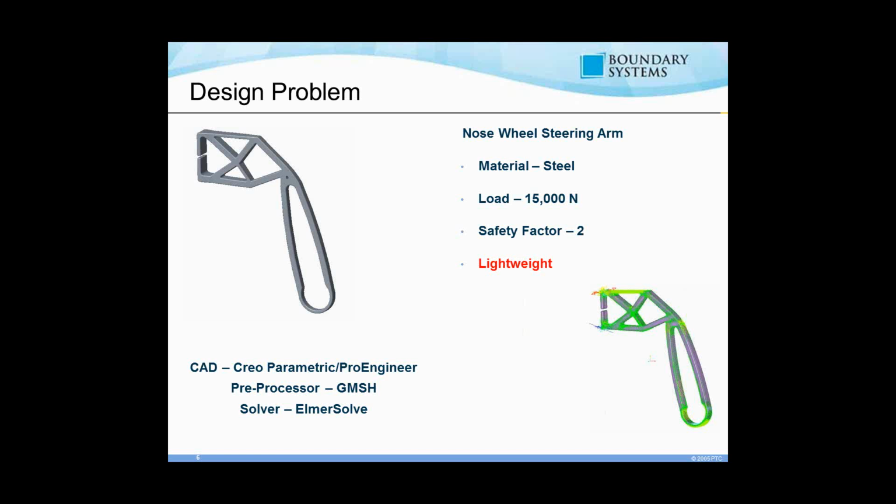Not only that, but we're also restricted to using Creo Parametric, or as some people know it, Pro Engineer, as our CAD tool. And just like many other simulation workflows, you have a preprocessor that generates the mesh. In this case, we use Gmsh, and then a solver that calculates or analyzes the results on that mesh. In this case, we used Elmer to solve the FEA.